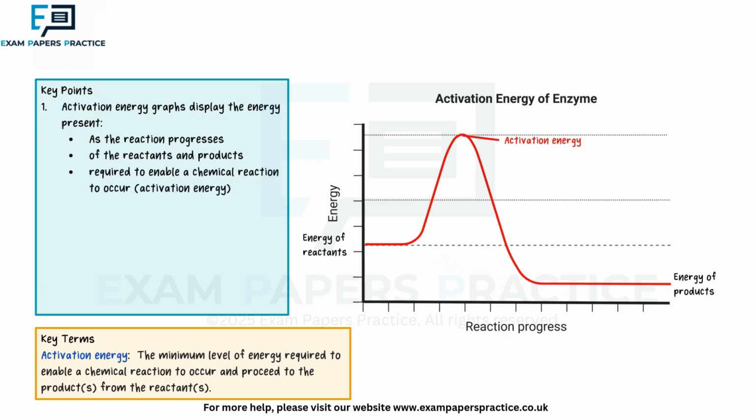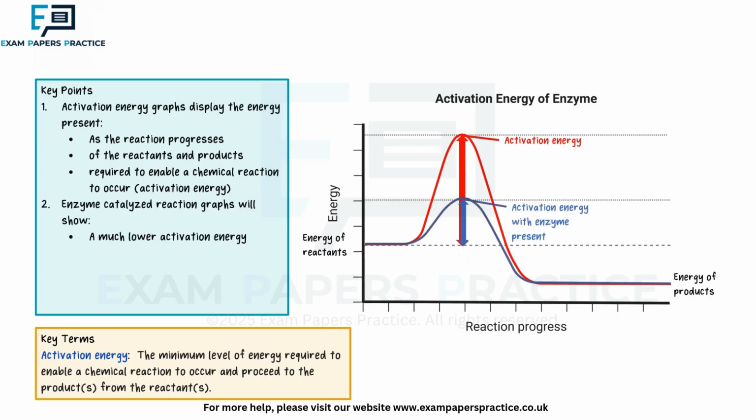The peak of the graph here is the activation energy. This is the amount of energy required for this reaction to happen spontaneously, and we measure it as the difference between the energy of the reactants to the peak. Now let's see how this changes with an enzyme present. Notice the activation energy is much lower with an enzyme present.